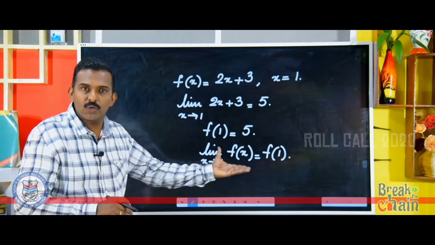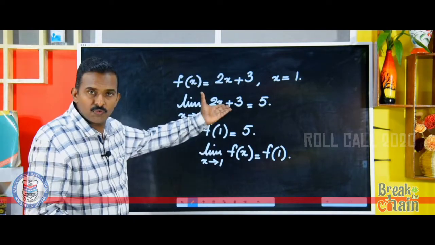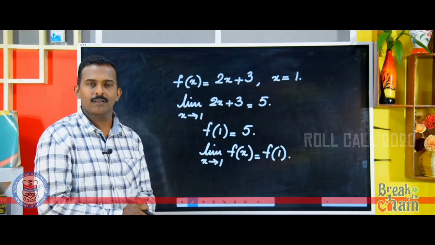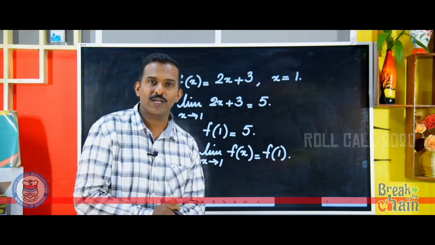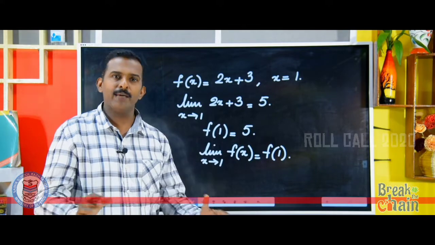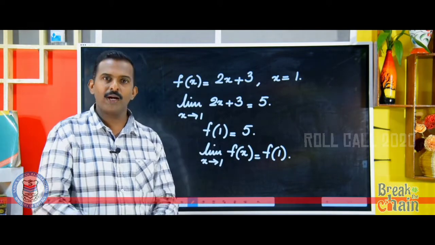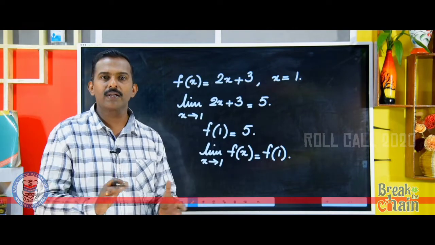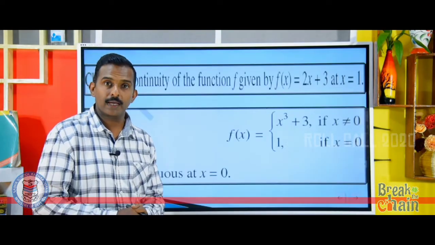Limit value and function value are equal. Therefore, this function f of x equal to 2x plus 3 is continuous at x equal to 1. But as far as f of x equal to 2x plus 3 is concerned, you take any point, x equal to 1, x equal to 2, x equal to 0, any point, it will be continuous. We will go through one more example.